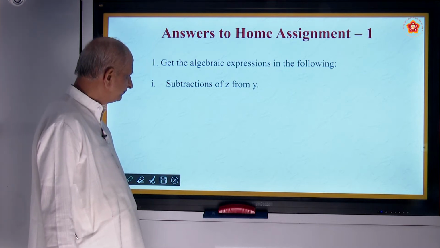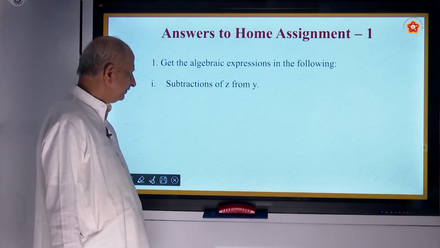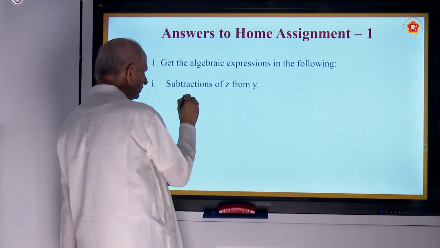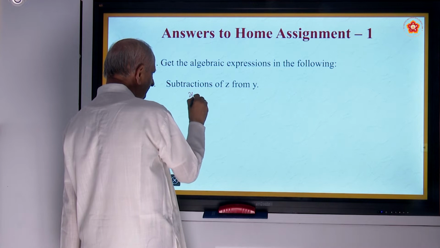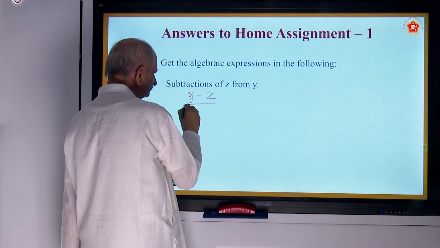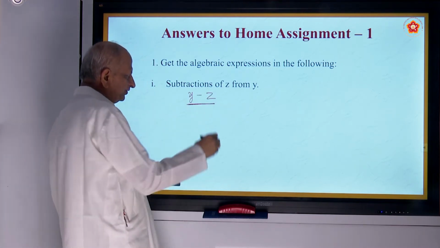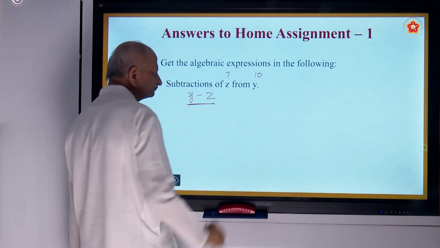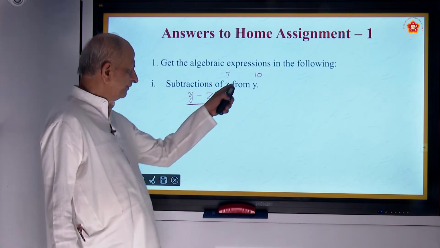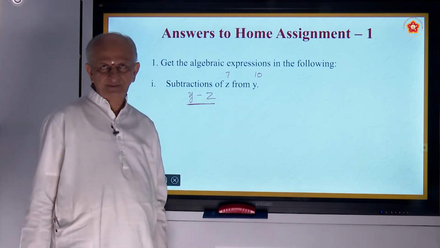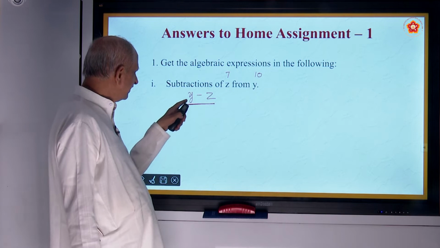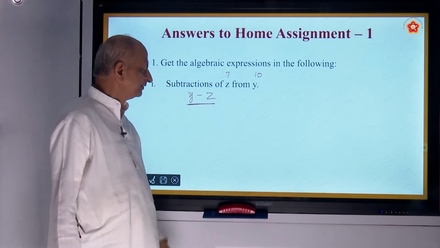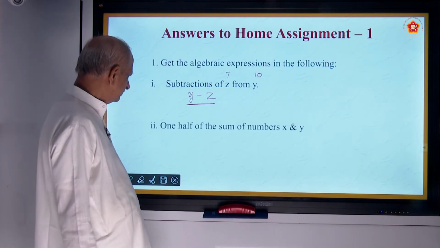Subtract z from y. So "from" is given, so we have to write it as y minus z is the answer. For example, subtract 7 from 10 means what? The "from" means 10 minus 7, correct? Similarly, subtract z from y means y minus z. That is how you write it.